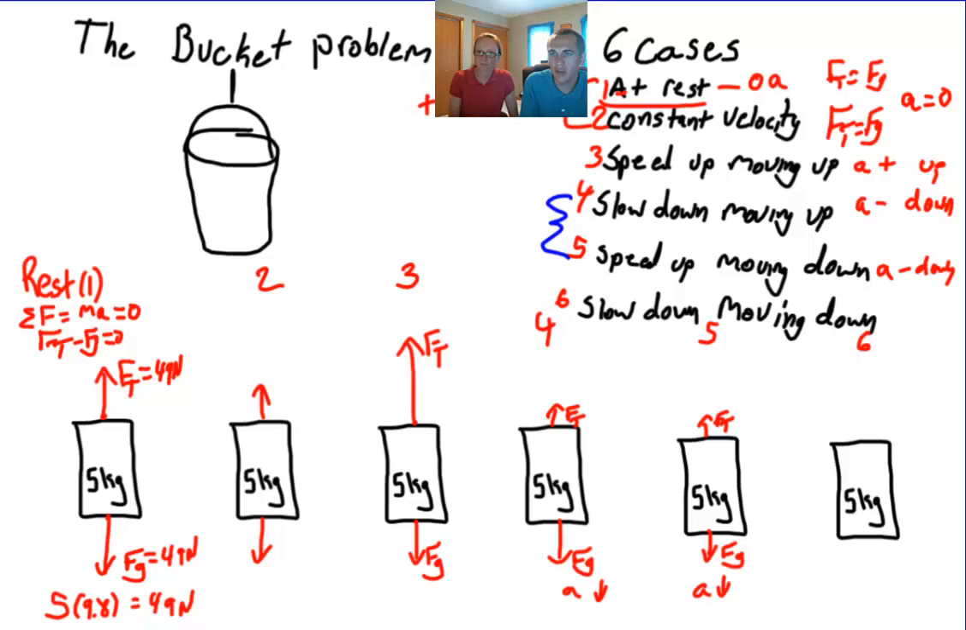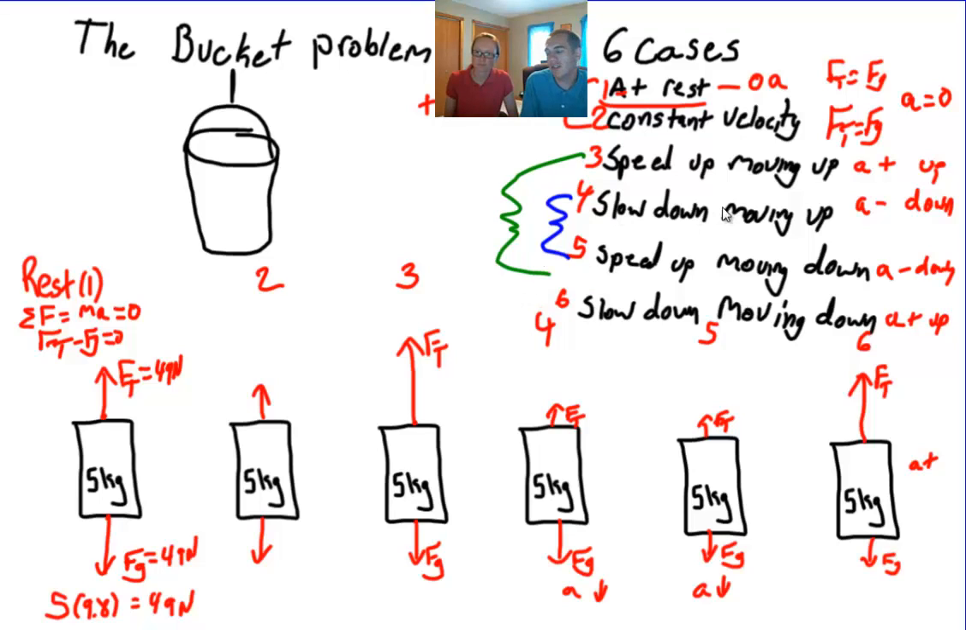Now let's reason our way through 6 and see if it matches 5 or 3 like we think it should. All right, slow down, moving down. So this is me just putting the bucket down at the end. Gravity is still the same, but to slow it down, I'm going to have to apply more force than gravity, because before gravity was helping me get it down, and now I'm working against it. So our tension force is bigger again, and that gives me a net force up, so my acceleration is up. Acceleration is positive, or up, and so we do see that 3 and 6 are the same.